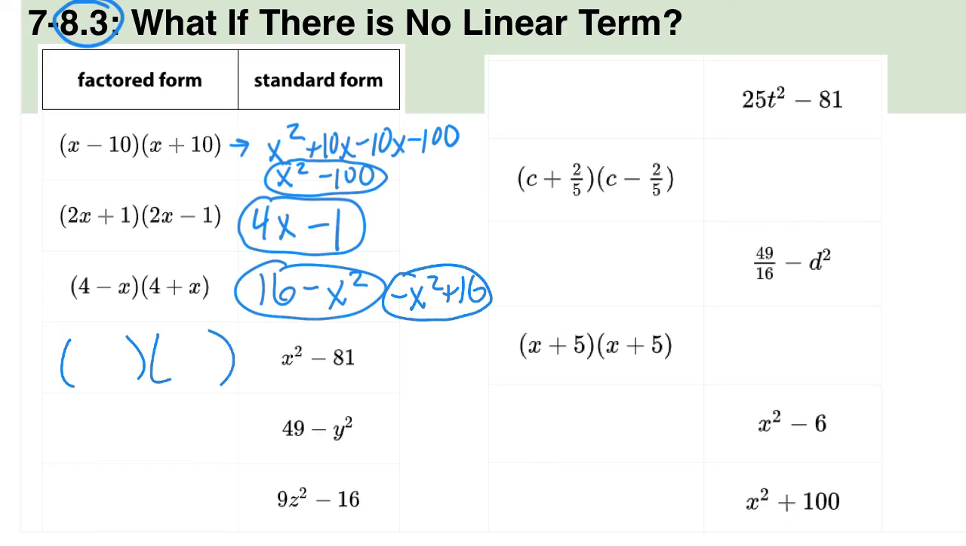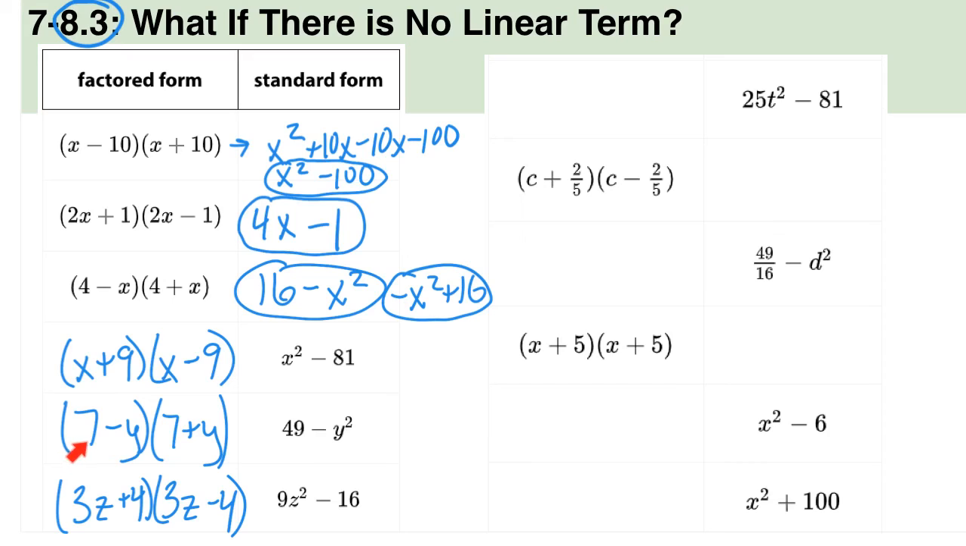Now we are going to write the factored form from the standard form. Maybe you saw a pattern forming here, maybe we didn't, but I can still set up my two sets of parentheses, and I'm thinking what numbers multiply together to get 81, so I'm thinking 9 times 9, and they would add together to get 0, because there is no middle term. Well, I could do a plus 9 and a minus 9. So there's my factored form right there. Try the next two and start again when you're ready.